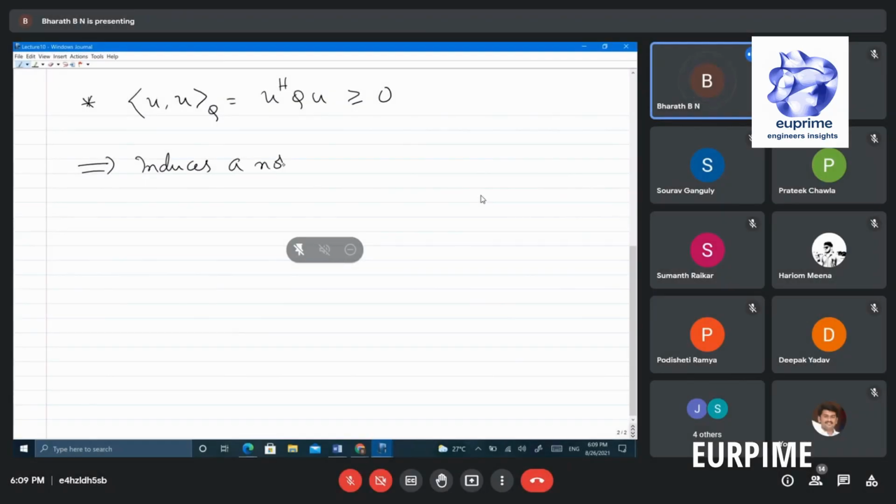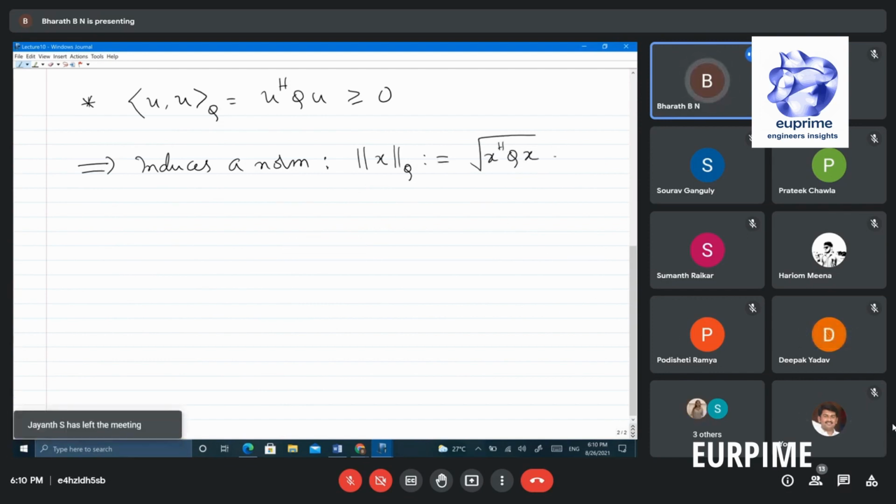A norm. What is the norm? I'll call this the q norm. Let me write it like this. What is this? This is the square root of the summation of q x, right? See, this will give me a different notion of distance, right?